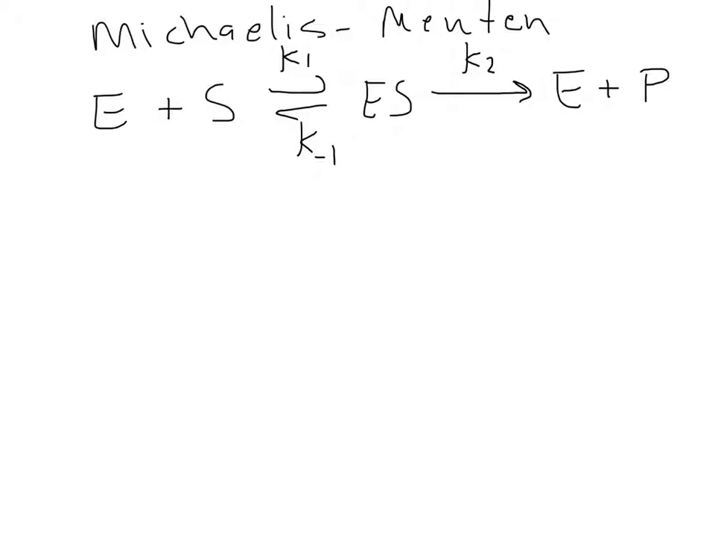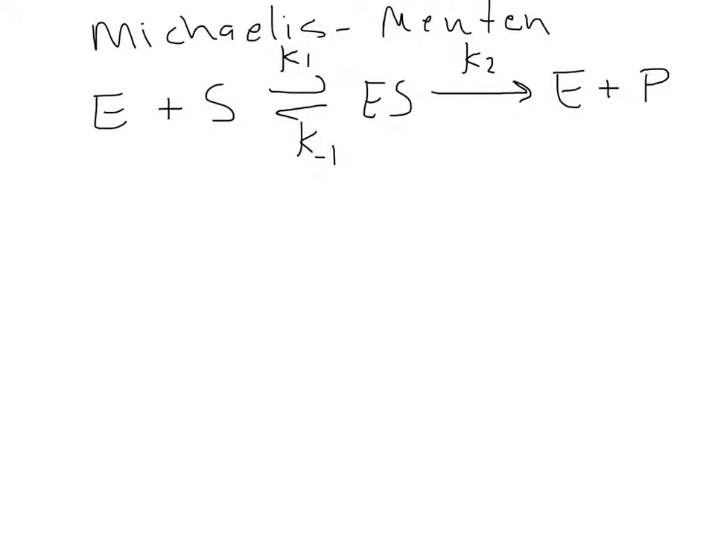Okay, and note that that is a first order rate constant too, so it has units of per second, or inverse second. The K-1 constant also has units of inverse second, but K1, being a second order rate constant, is per molar per second. I also want to point out one thing.